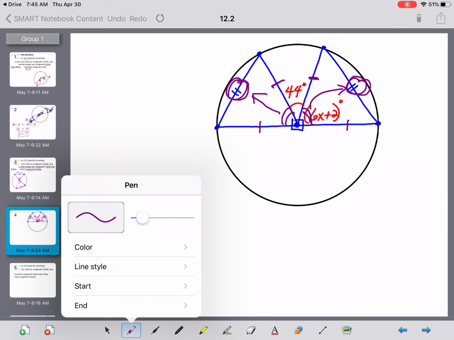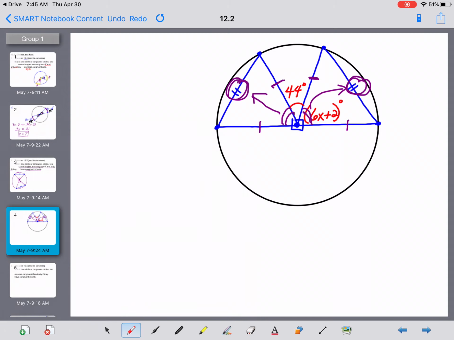have to be congruent. The significance of that is that we know that this angle on the right is 6x plus 2 degrees. Well, the same thing is going to happen right here, 6x plus 2. And now if we take a look, we've got this angle at 6x plus 2 degrees, this angle at 6x plus 2 degrees, and a 44-degree angle in between them.